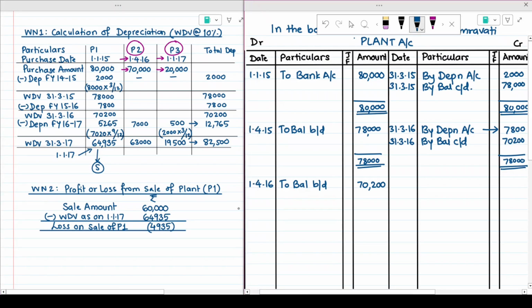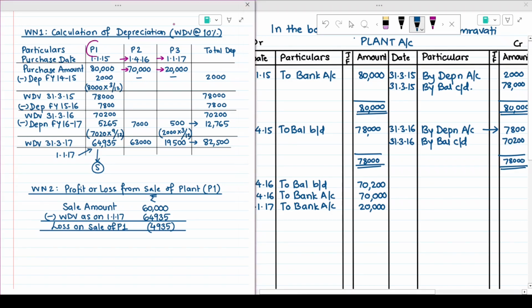We have paid through bank, we will assume that. Generally we don't pay big amounts in cash. So first purchase on 1st April 16 to bank, new asset is coming in for 70,000. And then third machinery we purchased it on 1st January 17 and paid through bank to bank account 20,000. Purchase entries are done. Now we have one sale entry.